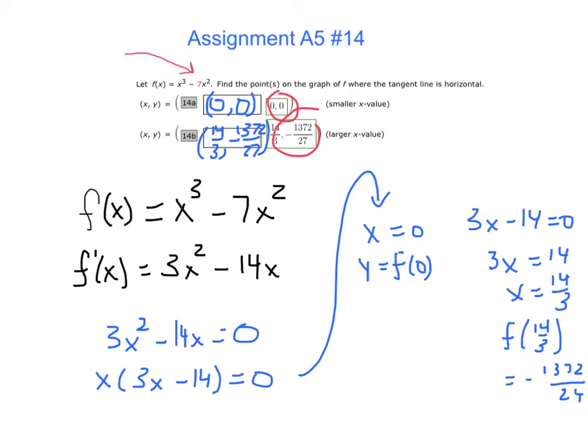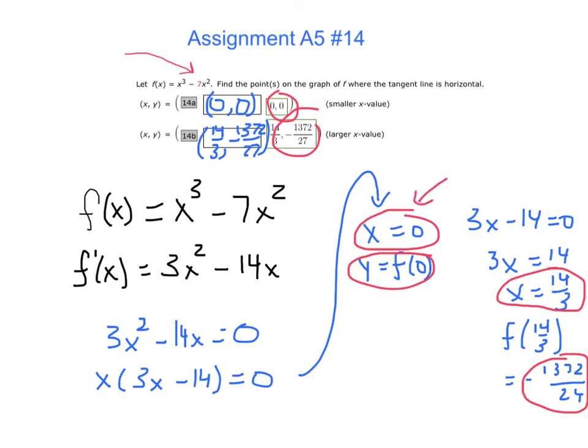When it asks for the smaller value, it means the smaller value of x, which for us is 0. 14 thirds is bigger than 0, so that would be what we call the larger value. Also, the y value here is 0, and the y value here is negative 1372 over 27. That's not what they're referring to when they say that, because negative 1372 over 27 is smaller than 0. Now we're going to look at the x values, so we want to look at these guys.